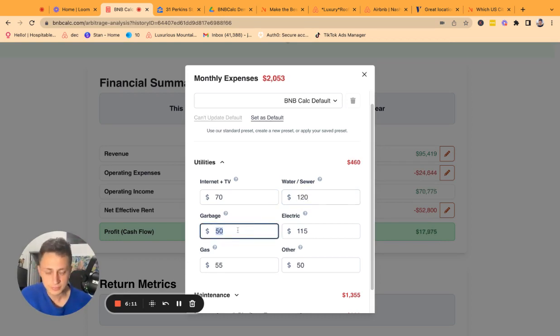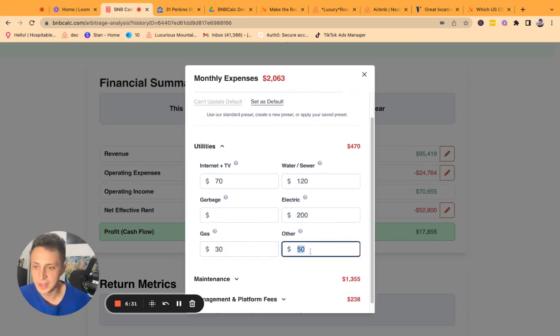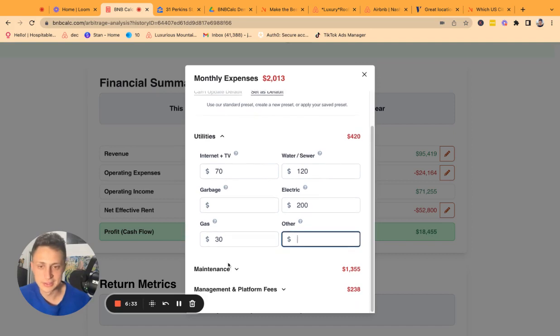Garbage, landlord covers garbage, which also sometimes the landlord is going to cover different things. Sometimes they're not. That's specific to your situation. Electricity, say 200. Let's say there's a gas stove. That's $30 a month or something. And then other, I can't really think of any other. The landlord's covering everything else.